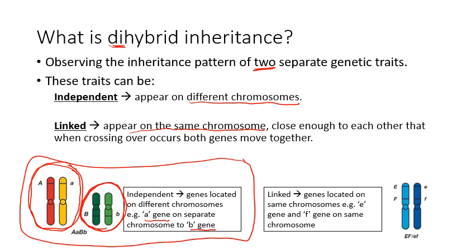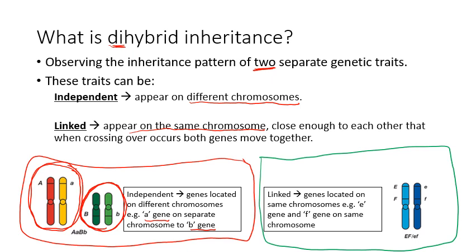Linked genes, on the other hand, if we look at the other side of the diagram, so I'm just going to switch colors here. Linked genes are two genes that are found on the same chromosome. So in this example, we've got the E gene and the F gene. The E gene might code for something like hair color, and the F gene might code for your ability to digest lactose. They could be completely unrelated traits.